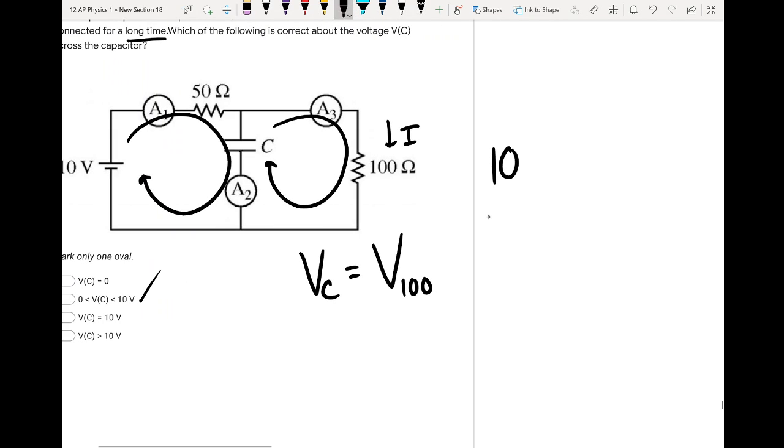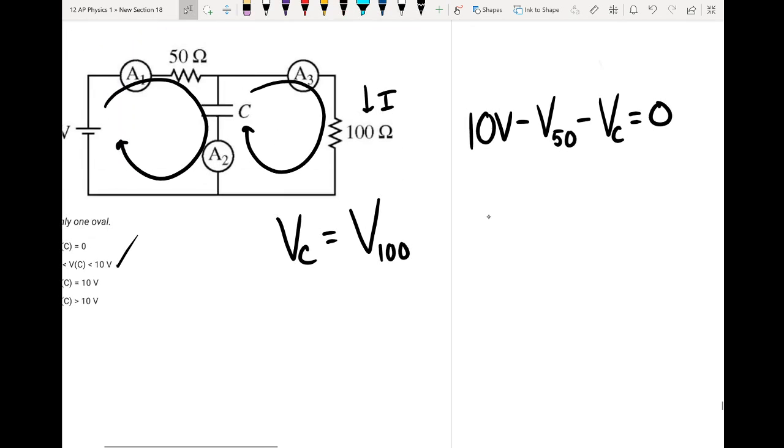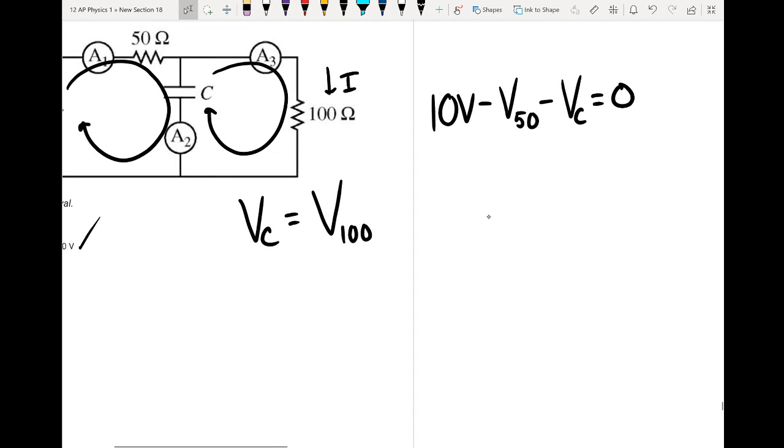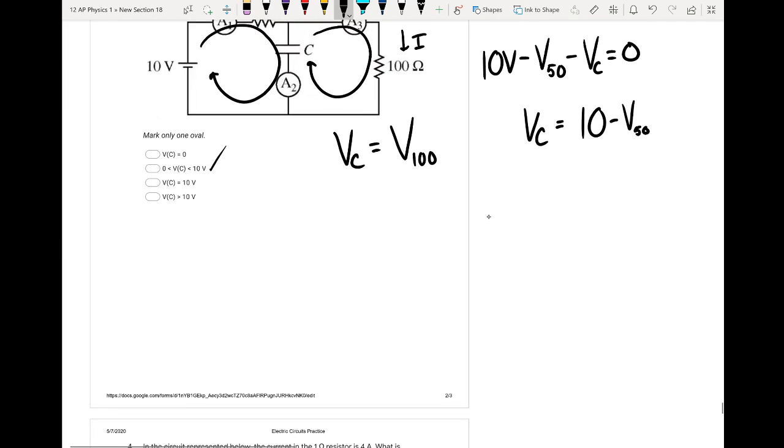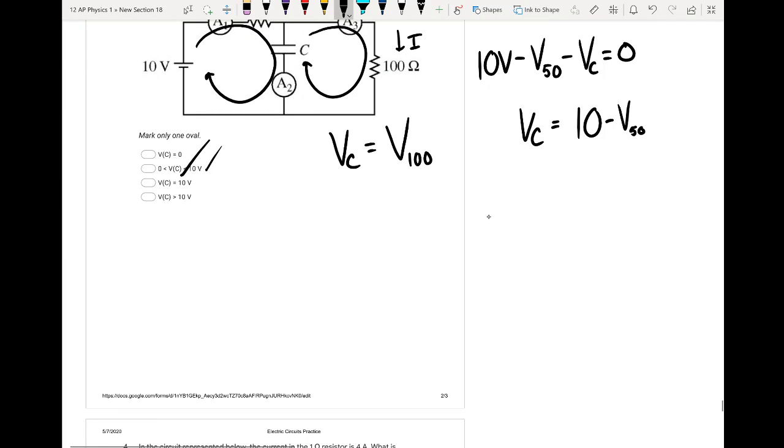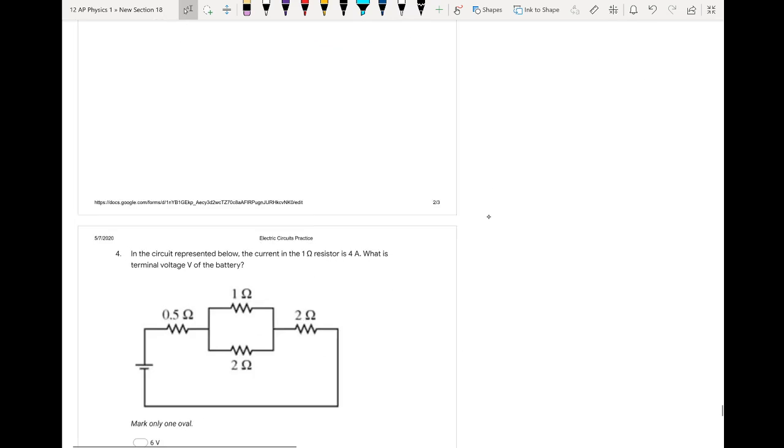We have 10 volts minus the voltage through the 50 ohm resistor minus the voltage of the capacitor equal to 0. That has to be 0 by the time we get back. So even though there's no current, it still has a potential difference. So we can say VC is equal to 10 minus a quantity. We don't even have to calculate it, but it's 10 minus something. So we know it's greater than 0, but less than 10 because of 10 minus.